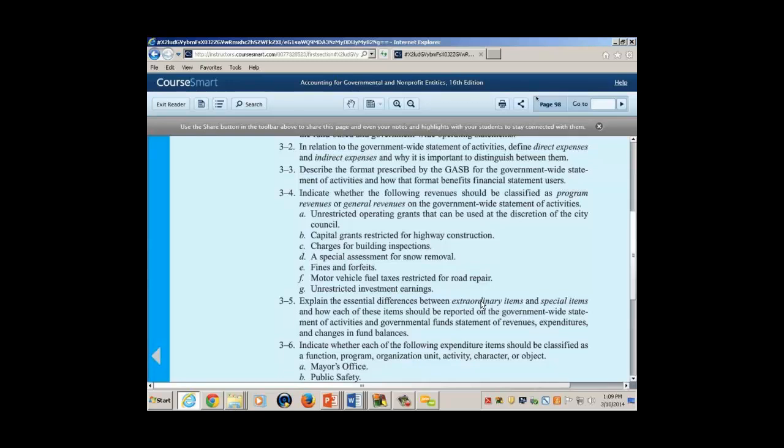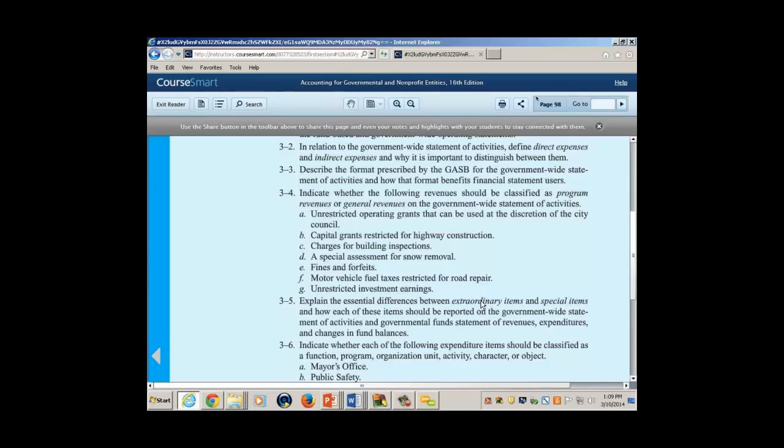Excellent. Next one, capital grants for highway construction. Excellent. Next one, charges for building inspection. Program for building inspections, right? Good. Special assessment for snow removal. Excellent. Fines and forfeits. Well, actually, you know what? The answer that you gave me is the answer which most people who do not know this would answer. But GASB has decided to put fines and forfeits, believe it or not, as charges for services. Very strange, but it's an exception, okay?